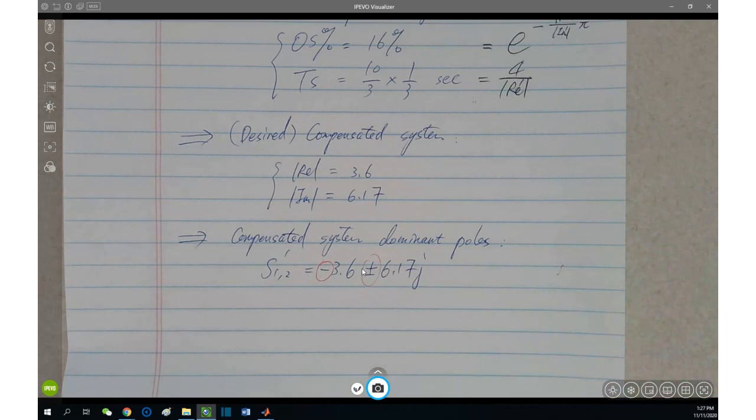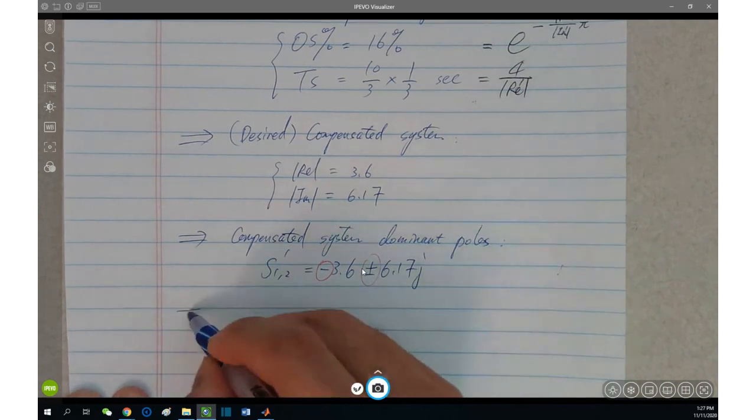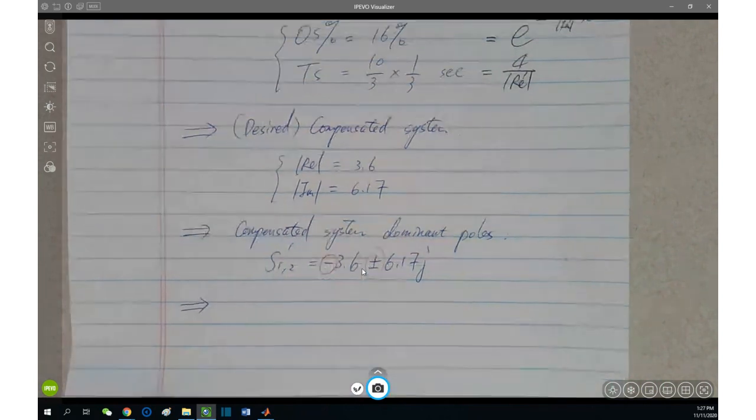So this is the desired dominant pole after applying the PD controller. Okay, after applying the PD controller, this is the desired dominant pole, according to which we start to find the PD controller. How to find a PD controller? First of all, you need to be clear on this.